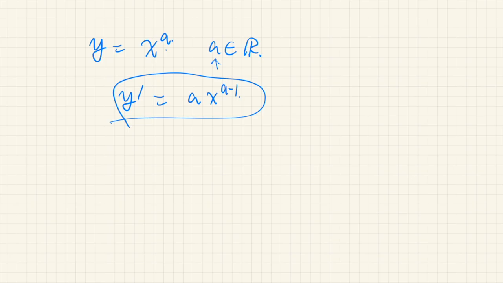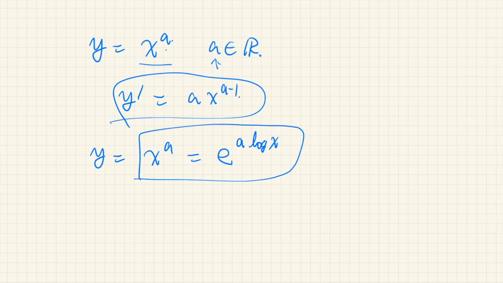To see this, first we want to express x to the power of a in terms of the exponential function. So y equals x to the power of a is equal to e to the power of a times log of x. So this log is the natural logarithm. Can you see how this holds? It's actually easy. So just pick this original definition here.